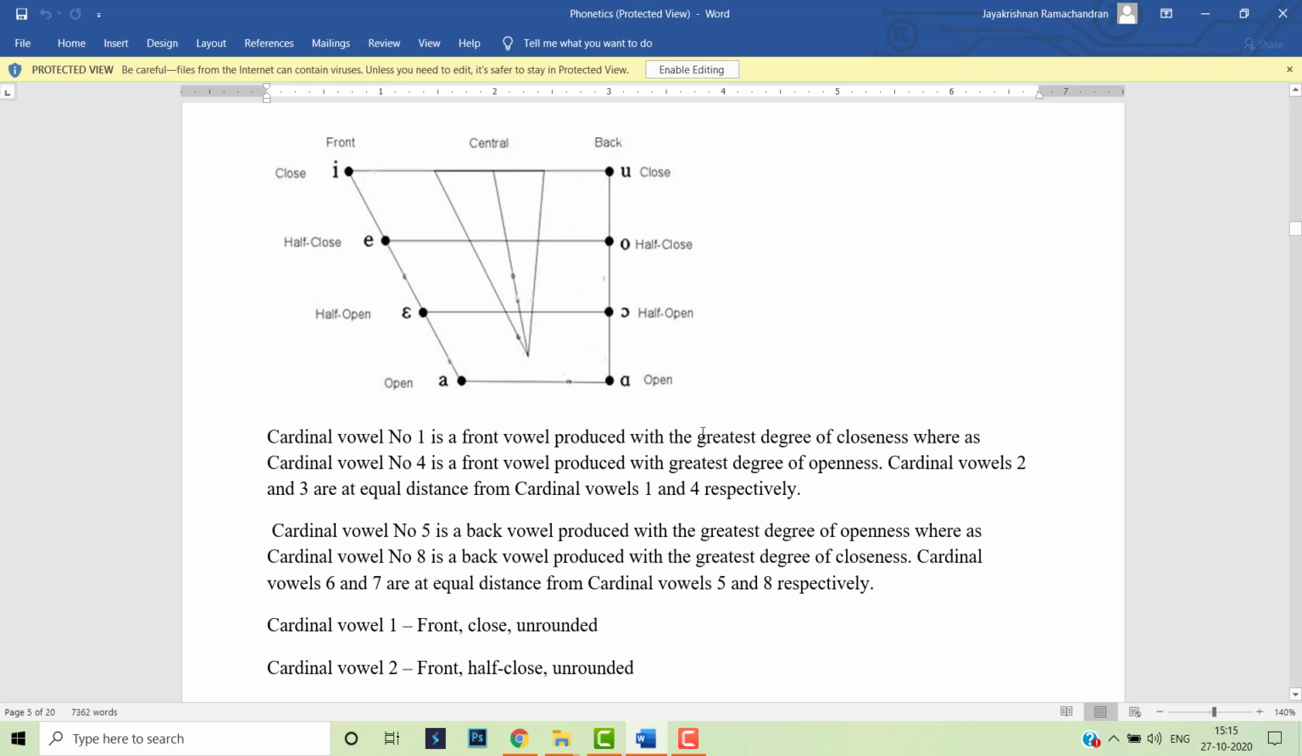Now cardinal vowel 5 is a back vowel. Cardinal vowel 5 is a back vowel produced with the greatest degree of openness, whereas cardinal vowel number 8 is a back vowel produced with the greatest degree of closeness. This is cardinal vowel number 8. Now cardinal vowels 6 and 7 are at equal distance from cardinal vowels 5 and 8 respectively. As we said for the earlier two, these 6 and 7 are at equal distance from this one and this one respectively.